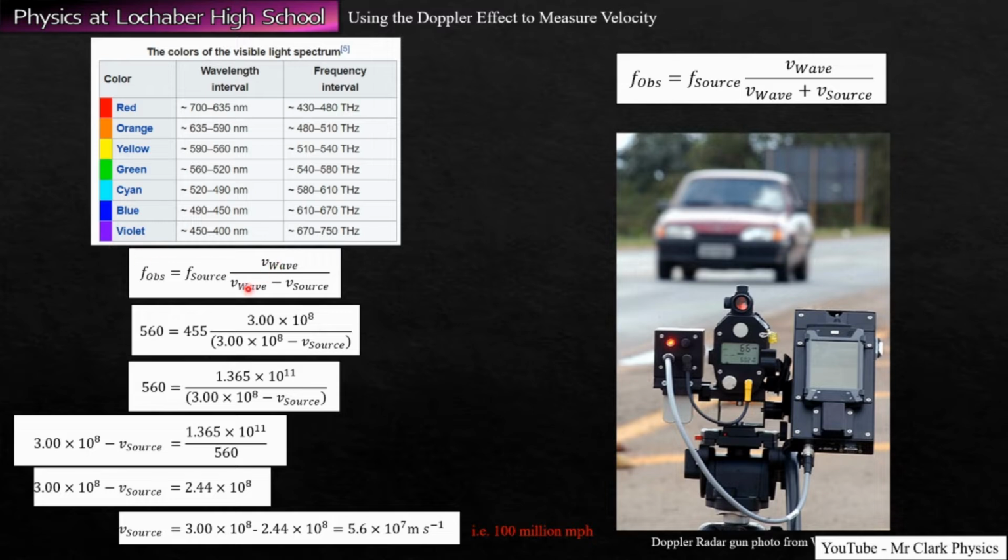Secondly, we know the speed of the wave. It was the speed of light, 3 times 10 to the 8. And the thing we're trying to find is the speed of the source. It's a takeaway in this equation as opposed to the plus, because we're blue shifted, where the source is coming towards the light.